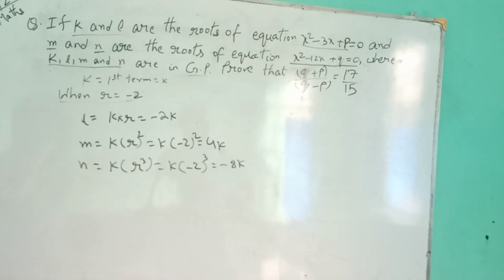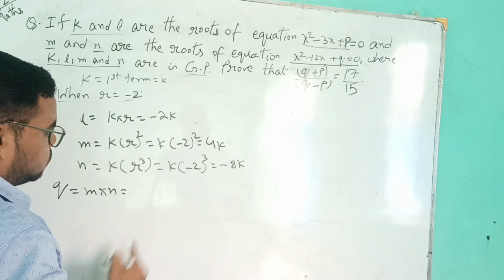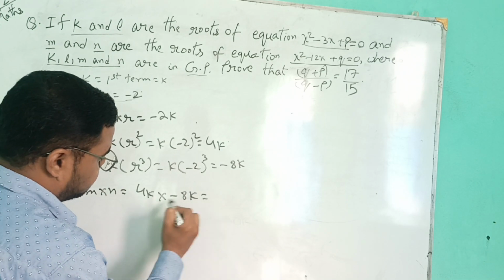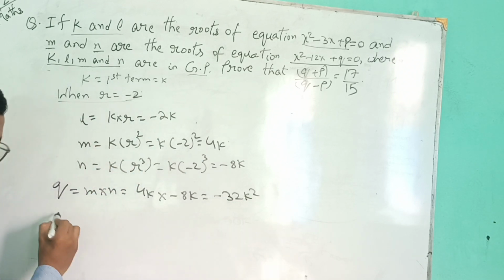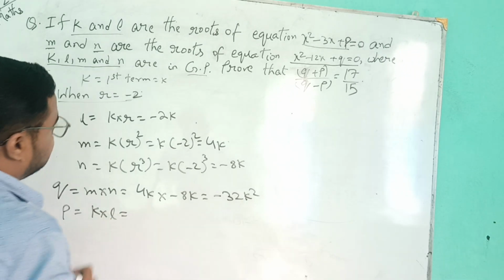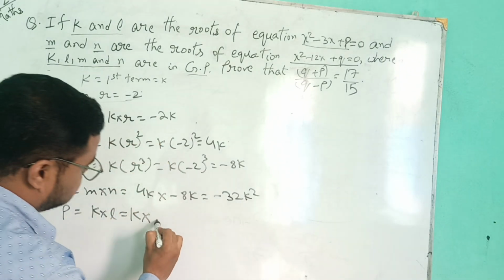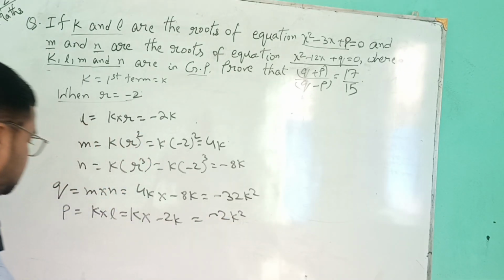Now similarly we will write q. q is equal to m into n. This will be equal to 4k into minus 8k, which means minus 32k square. And what will be p? p will be equal to k into l. k is k, and l is k into r, which is minus 2k, so p equals minus 2k square.